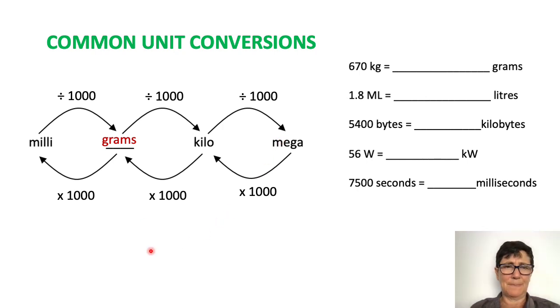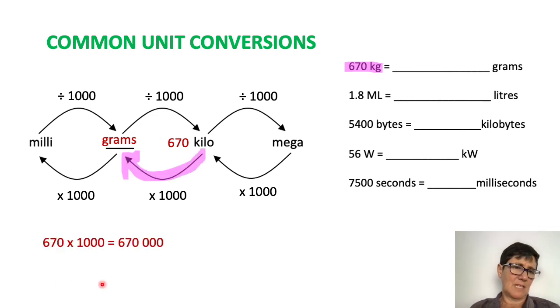They cause the problem. All right, so I've got 670 kilograms, and I've got to turn them into grams. All right, kilograms. So I've got 670 of them. I've got to turn them into just plain grams. I'm going to times by 1,000. Okay, 670 times by 1,000.